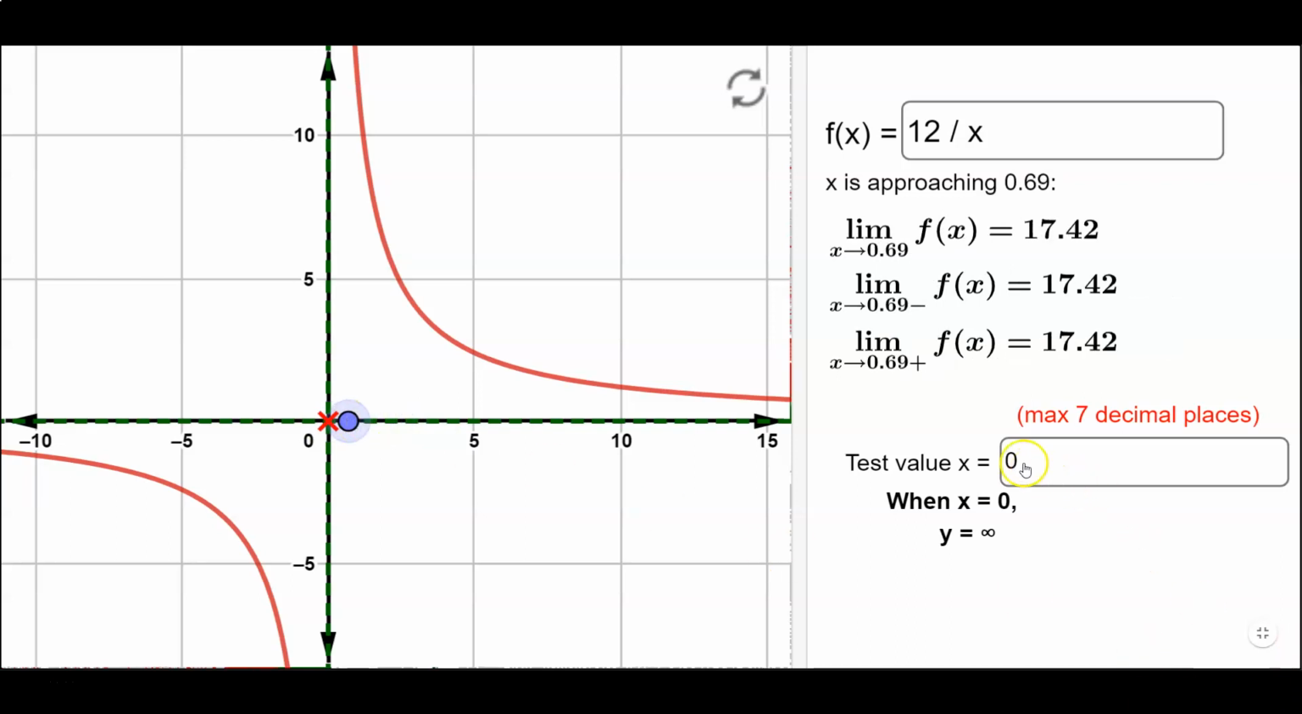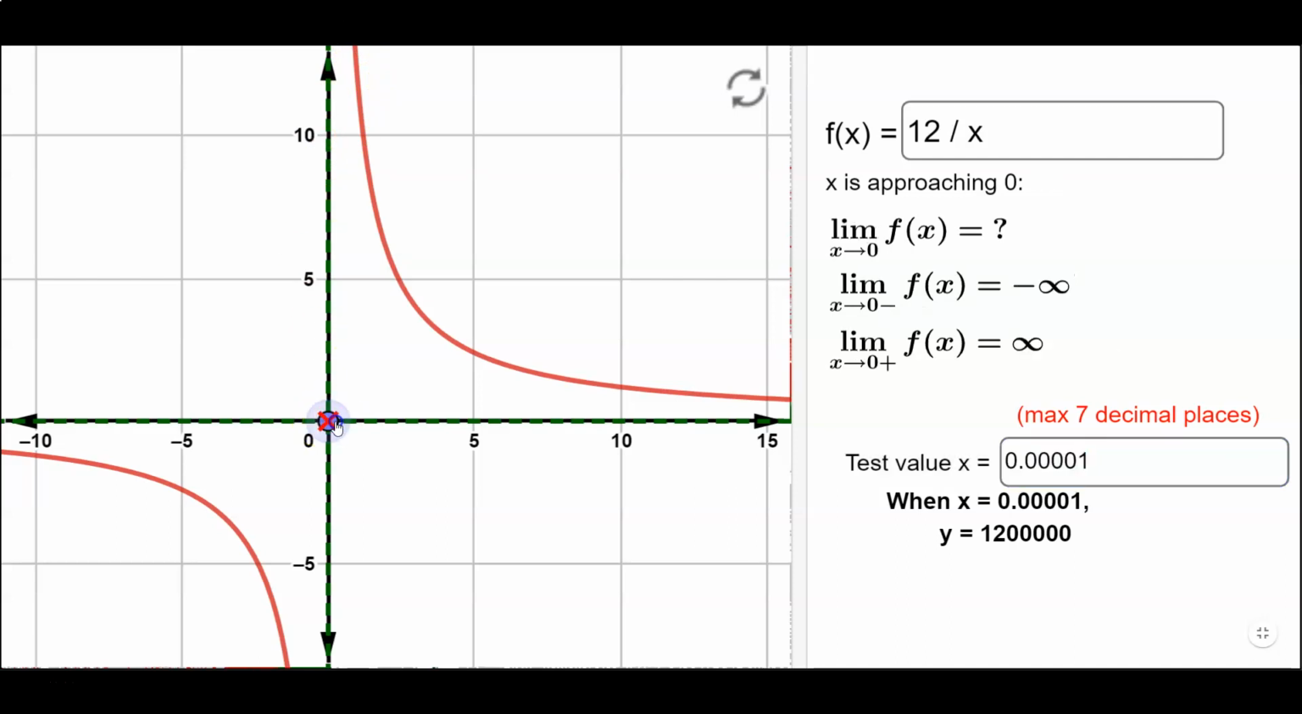Okay, so for example, if I got super close to 0, 0.00001, that's really close to 0. The y value would be 1,200,000. Way up here, you can't see it. Okay, so as I get close to 0, my y value shoots to infinity. Okay, now look up here where it says LIM. This is something you haven't seen before. If we look at the bottom one, I'm going to explain to you what this notation means.